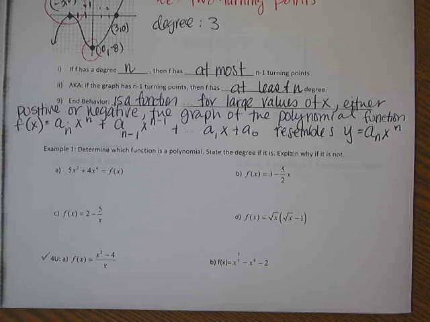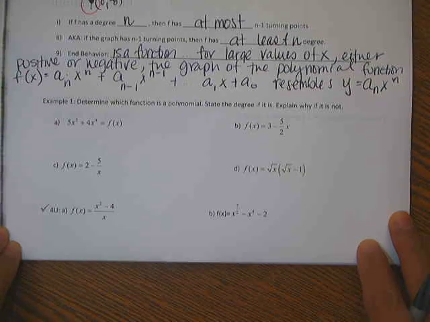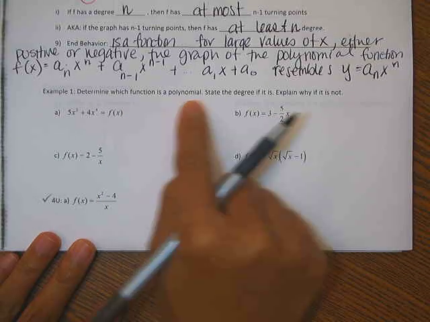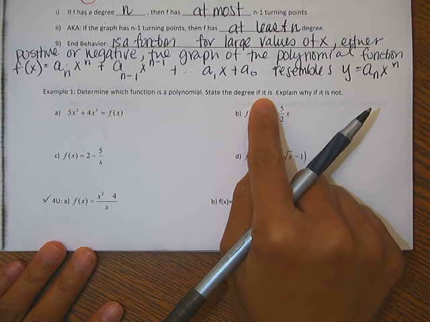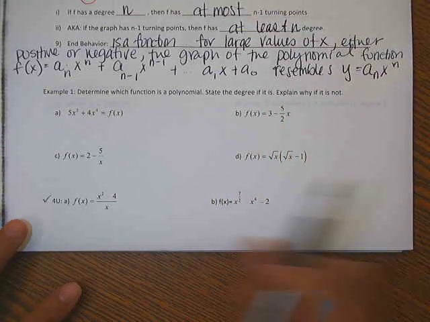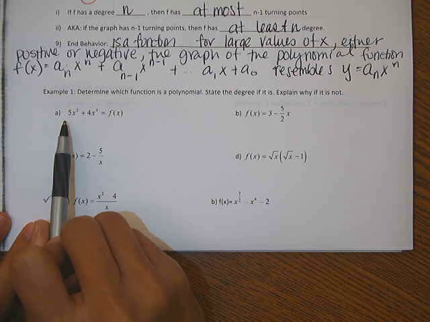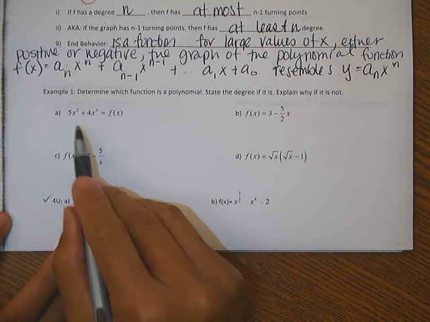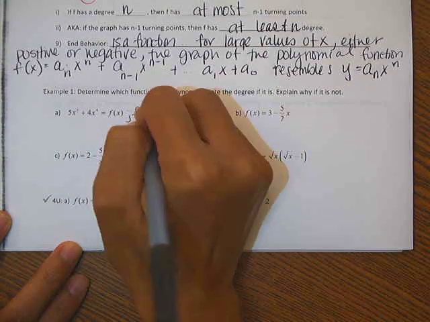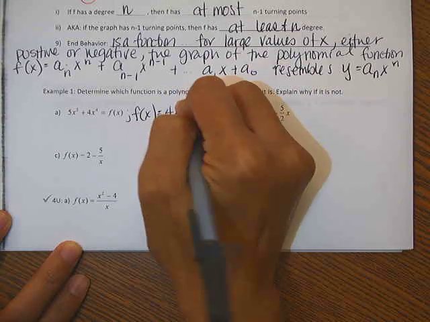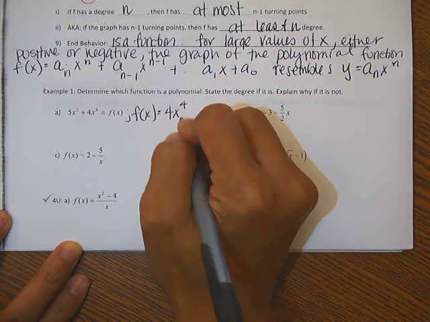All right, example 1. And this is probably the only one we're going to finish in this video. Example 1 says, determine which function is a polynomial. State the degree if it is a polynomial. Explain why if it isn't. So, A, 5x squared plus 4x to the 4th equals f of x. What I'm going to do is I'm going to rewrite this in descending order, and I encourage you to do so with every single function that you see. Okay, that means the highest exponent goes first.